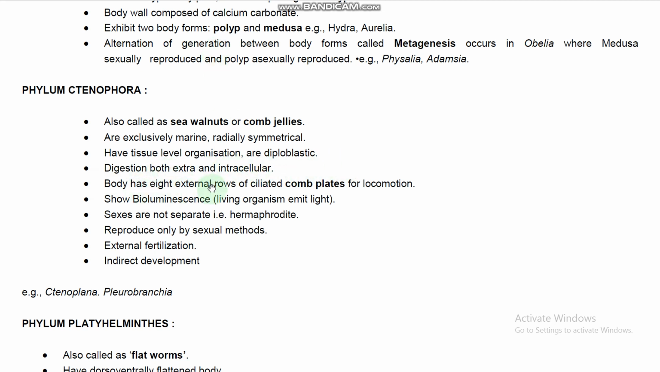And the body has 8 external rows of ciliated comb plates, that is the most important. The 8 external comb plates are present for what purpose? Locomotion. And they exhibit bioluminescence, emitting light.